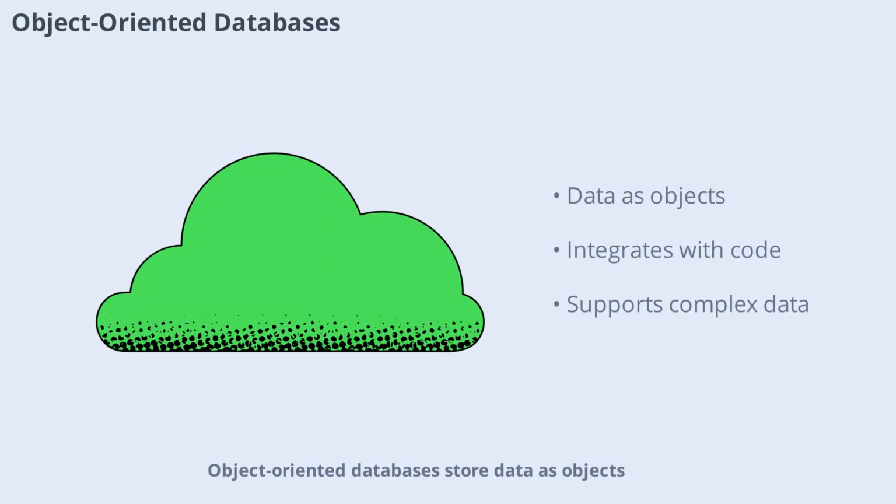Object-oriented databases store data as objects, similar to how object-oriented programming languages operate. Each object contains both data and the methods that operate on that data. This approach is particularly useful for applications that require complex data representations, such as computer-aided design or multimedia systems. Object-oriented databases provide a seamless integration between the database and the application's code, making development more intuitive for programmers.